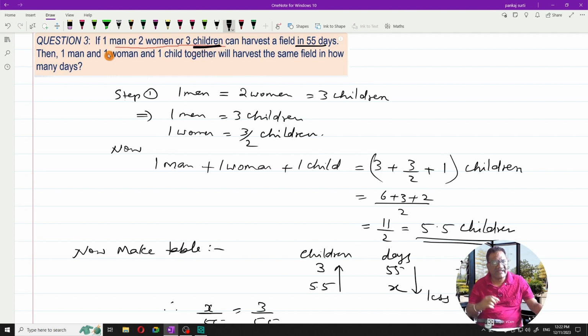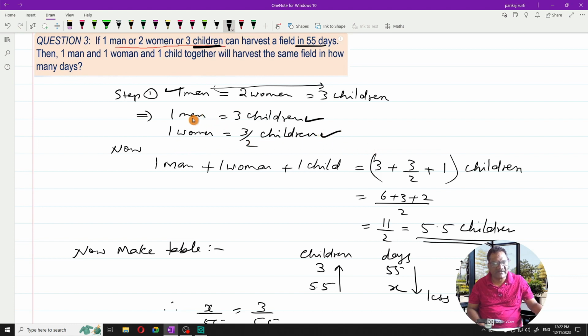So one man is equivalent to 2 women. So can I write here one man is equal to 2 women and is equal to 3 children. This statement I have written from here. One man or 2 women or 3 children. One man equal to 2 women equal to 3 children. Now one man equal to 3 children. From this I can write one man is equal to 3 children. And 2 women is equal to 3 children. So one woman will be equal to 3 by 2 children.